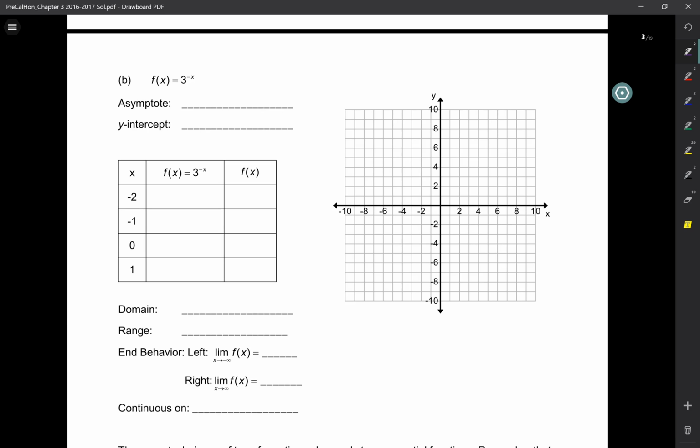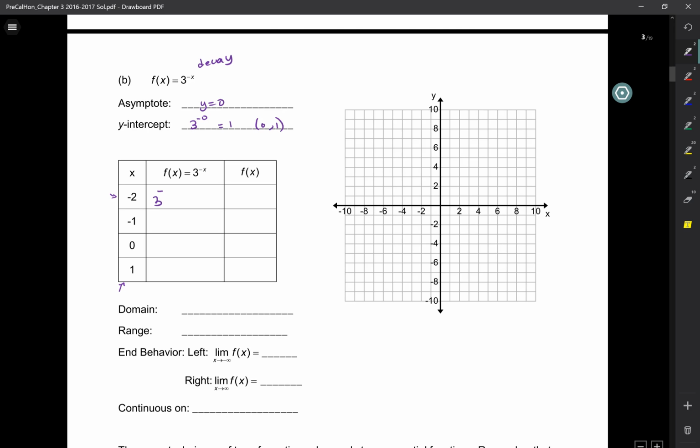Here we have 3 to the negative x, and we know that 3 to the negative x is decay. Well, the asymptote is still the same. It's y equals 0. The y-intercept, it's 3 to the negative 0, which is still 1. So it's at (0, 1). Now, in the case of decay, I choose my points a little differently. I go from negative 2 to positive 1. So let's go ahead and plug these in.